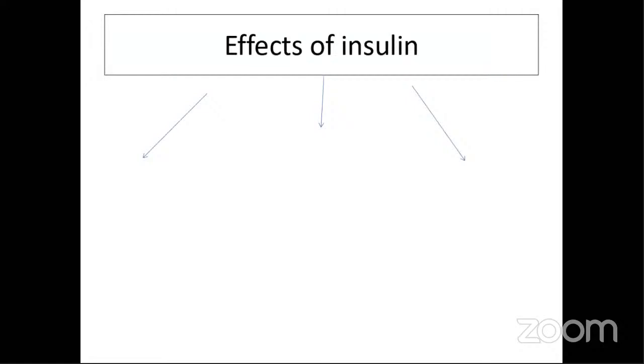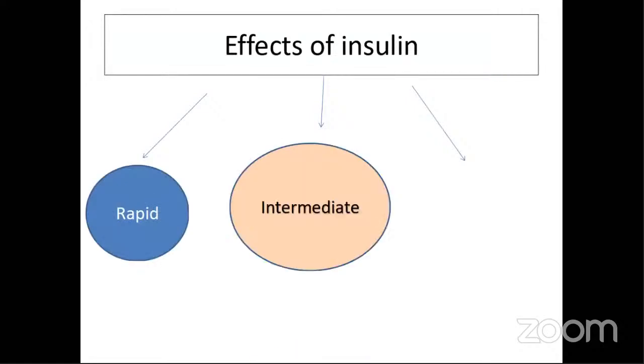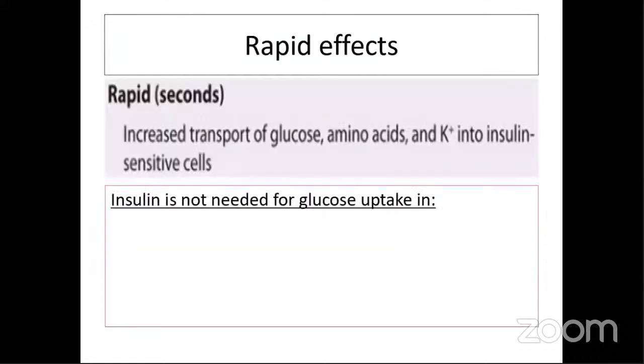So I'll tell you the effects of insulin, which can be divided into rapid effects, intermediate effects, and delayed effects. So we will see first what the rapid effects are. Rapid effects occur within seconds, and that is actually due to the stored insulin present within the pancreas. Okay, that is already prepared insulin. If the stimulus comes, that will be released, and that will bring about the effect.